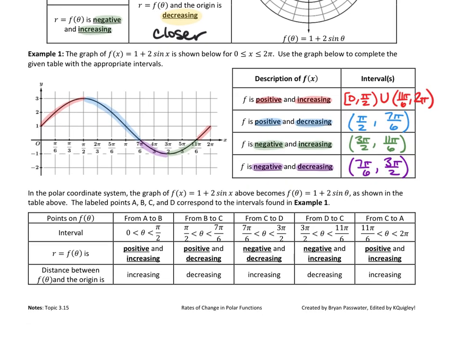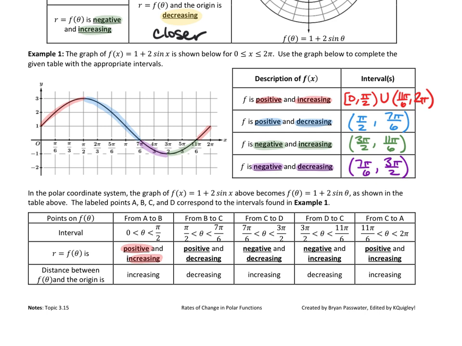This table down here at the bottom just kind of puts this together, reattaching the polar function to the rectangular one. So we'll just use our highlighting again. Positive and increasing was my red color. So it's just taking the interval from your table, attaching the words to it again, and reminding you that that means that it is increasing. The distance between the function and the origin is increasing, just like the radius and the origin is increasing.